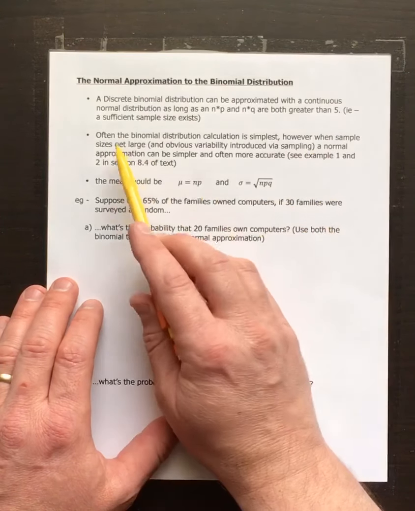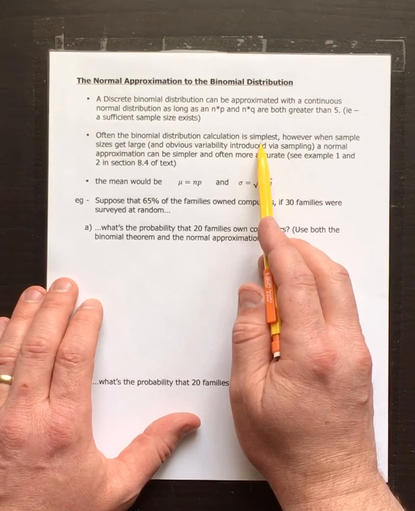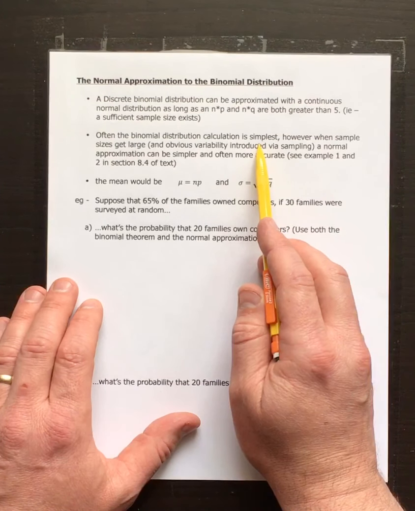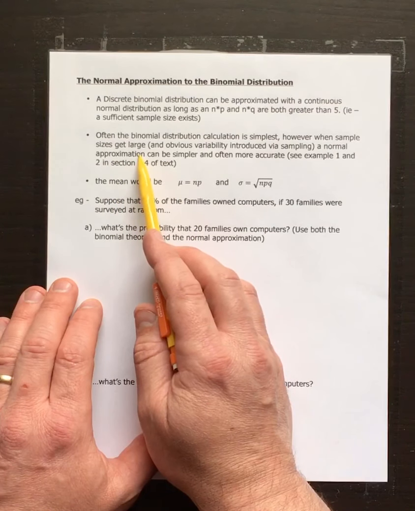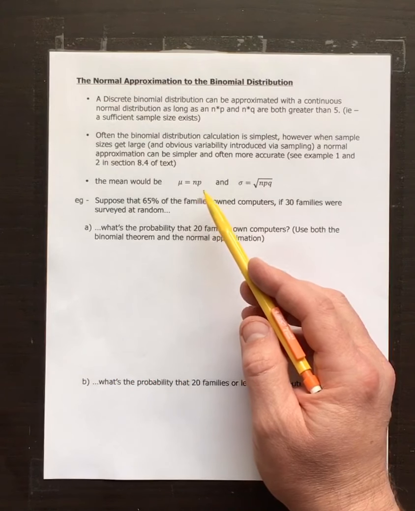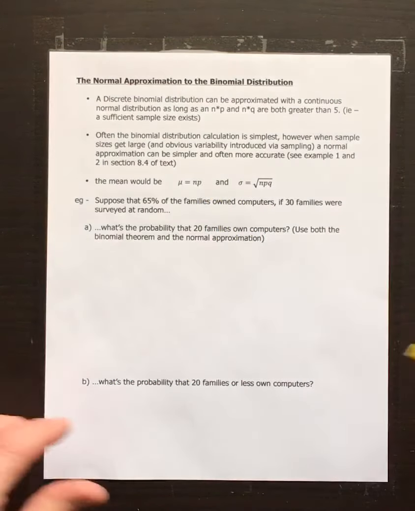Often the binomial distribution calculation is the simplest, the easiest to do. So you can go ahead and do the binomial distribution calculation like we did in section 7.2 of our discrete probability distributions section. But if the sample size gets large, a normal approximation may take you less time, and as a result it's a better way to do it. It has to meet a couple of criteria if you're going to do that.